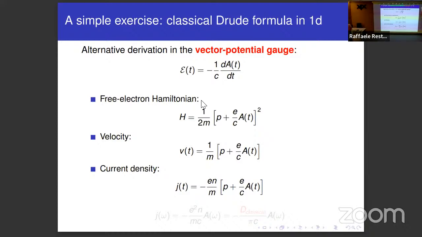For reasons which will be clear next, I want to rederive the results of Ashcroft and Mermin in the vector potential gauge. That means the field is minus the derivative of the vector potential. We'll do that in one dimension. So the free electron Hamiltonian, this is the kinetic energy of a single electron. The velocity is no longer P over m, but it includes the vector potential. And the current is just the electron charge times the density times the velocity, which is this.